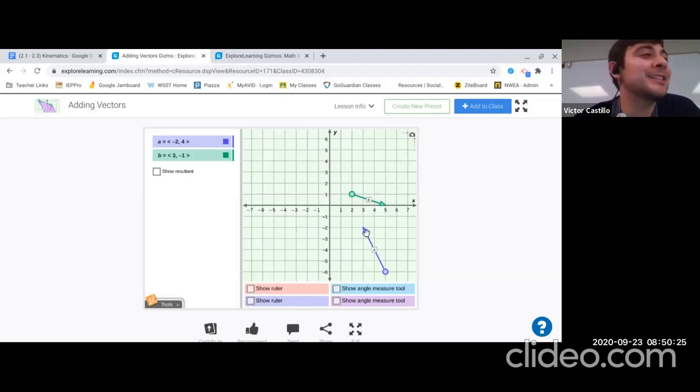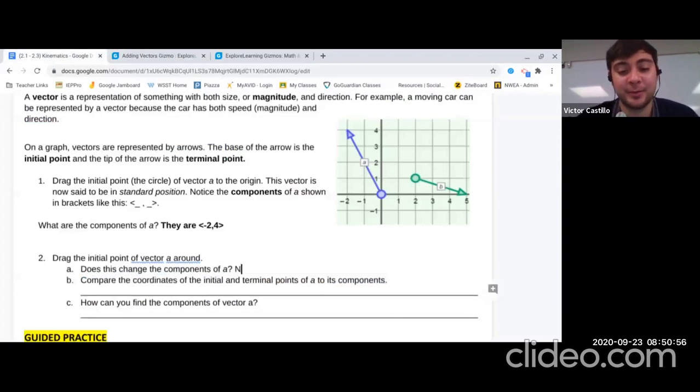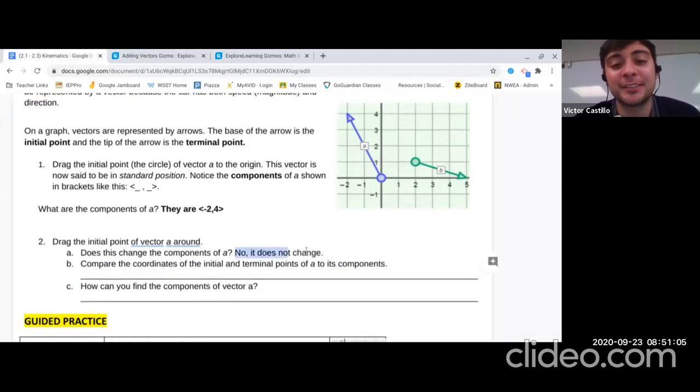My bad. Someone said that I said the whole arrow, not the whole thing. You're right. I should have restated the question differently. Maybe that's why you guys got confused. But yeah, if you move the whole vector, the size of the vector will still be -2, 4. It does not change. So the answer is no, it does not change. Thank you to my scholar who called me out on that. That was my mistake. I should be more specific.